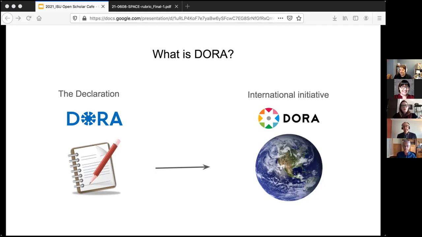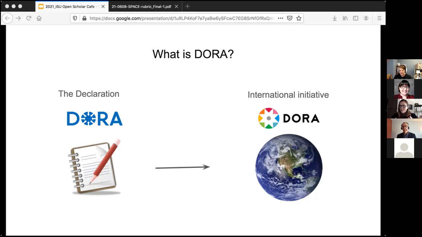And so after that conversation, the declaration was published a couple months later in 2013. And for about 5 years, it was raising awareness and collecting signatures. And then at the end of 2017, a group of organizations came together and said, you know what, the declaration was very successful at raising awareness, but raising awareness doesn't always lead to culture change. So what can we do to really support culture change for research assessment?